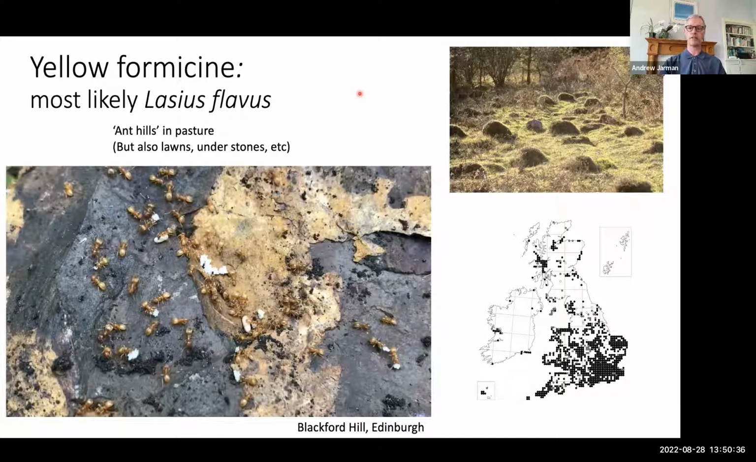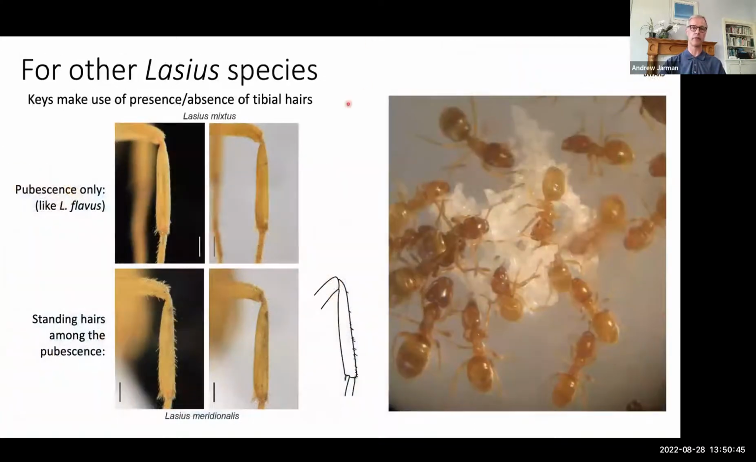There are other Lasius species which are yellow as well, but they're much rarer. They're also very hard for someone without experience to distinguish from Lasius flavus. So I'll go through one of the characters in the keys that tends to get used to distinguish these other species. Quite often they will use the character of hairs on the legs. This is the tibia of one of the legs of these ants, and the question is whether it has standing hairs or only pubescence.